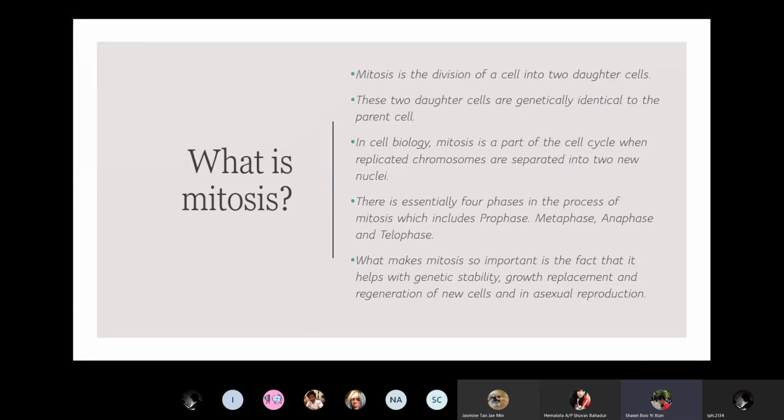What is mitosis? Mitosis is the division of a cell into two daughter cells. These two daughter cells are genetically identical to the parent cell. In cell biology, mitosis is a part of the cell cycle when replicated chromosomes are separated into two new nuclei. There are essentially four phases in the process of mitosis, which include prophase, metaphase, anaphase, and telophase. What makes mitosis so important is the fact that it helps with genetic stability, growth, replacement and regeneration of cells, and in sexual reproduction.